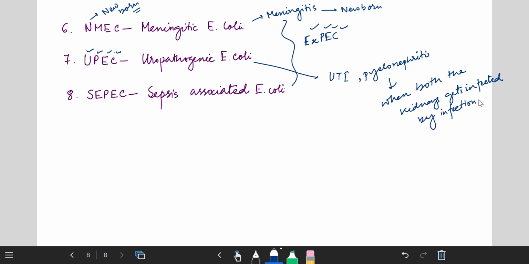Okay. SEPEC means sepsis associated E. coli strain, which causes sepsis. So these are the types of E. coli and the morphology of E. coli.